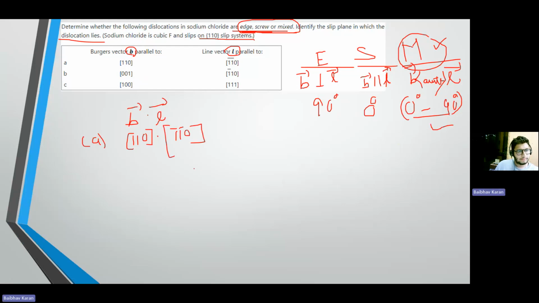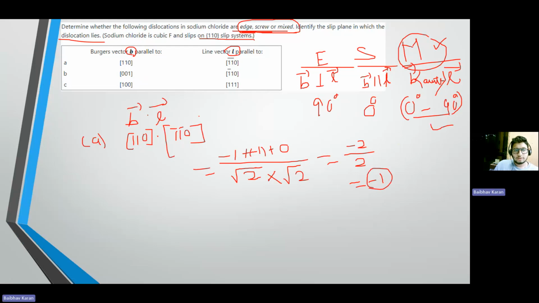How can you do the dot product? Do you remember? Multiply 1 into 1, 1; minus 1 into 1 will be minus 1, plus 1 into minus 1 will be minus 1, plus 0 into 0 will be 0, divided by what? 1 square plus 1 square plus 0 square. 1 square plus 1 square is how much? Root 2, right? Multiplied by this square root, 1 square plus minus 1 square plus 0 square, it will be the same root 2. Got it? Then solving this, you will get minus 2 by 2, or equals minus 1.